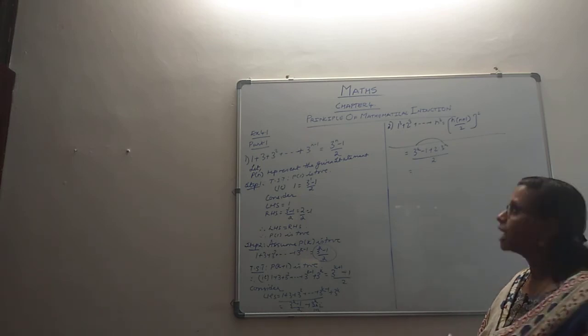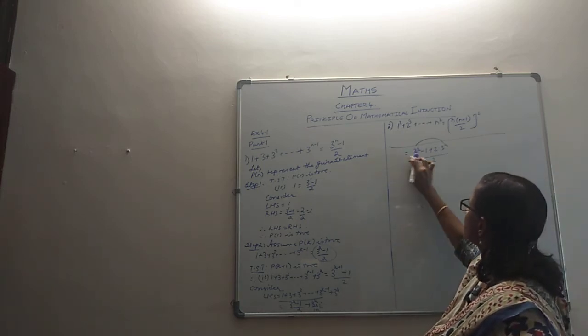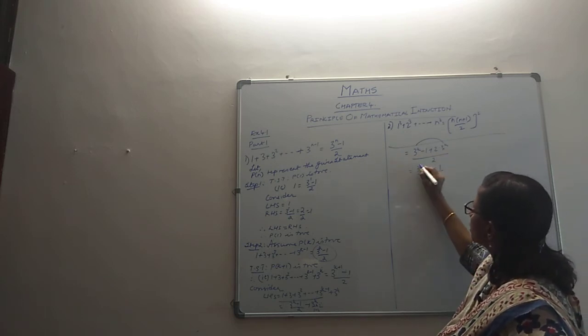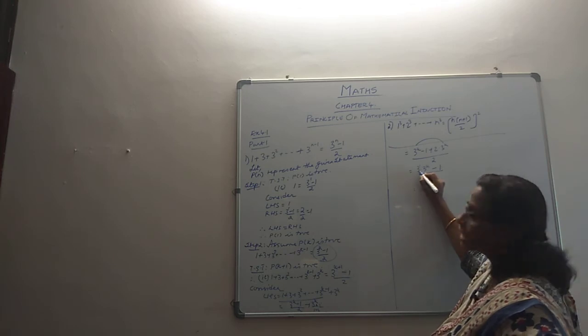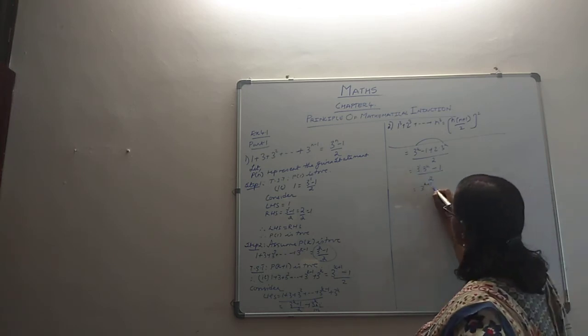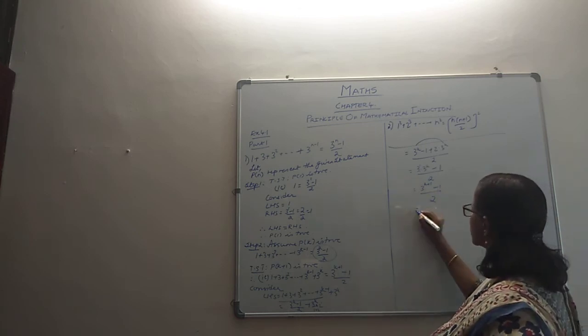3 raised to k plus 2 into 3 raised to k is 3 into 3 raised to k, 1 plus 2, 3 minus 1 by 2. Or rather, you could call it a raised to m into a raised to n, a raised to m plus n. So this is 3 raised to k plus 1 minus 1 by 2, and that's exactly what we need to show. That's your RHS.